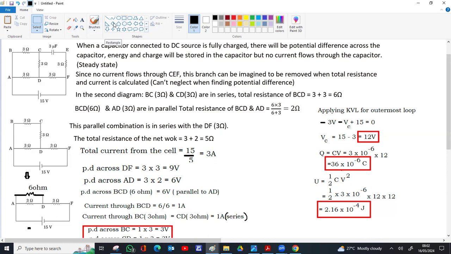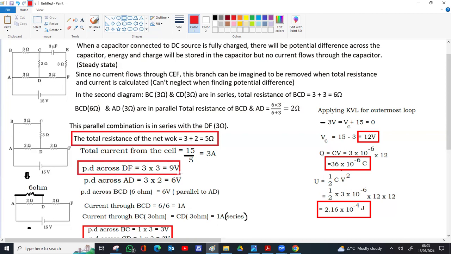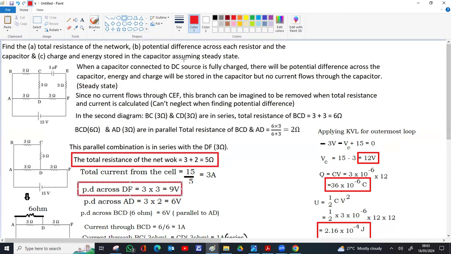They asked for total resistance. The total resistance is 5 ohm. Then they are asking the potential difference across each element. The other potential differences among them, charge and the signs are not clear.